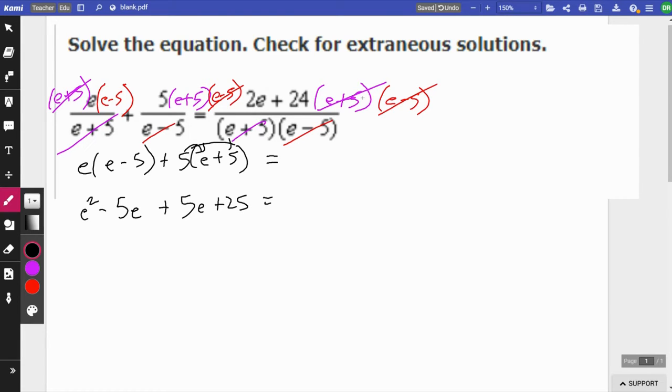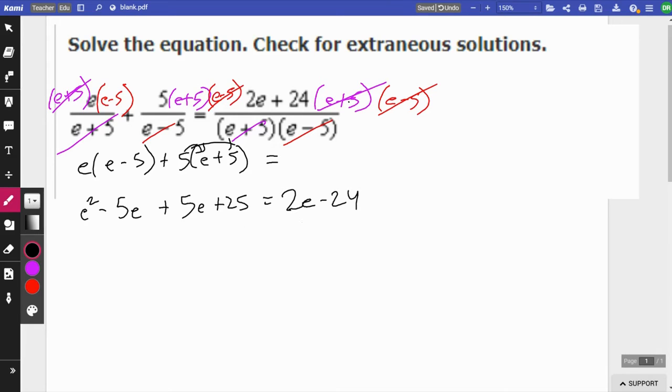On the other side, all of the stuff canceled. We did multiply this top by an e plus 5 and an e minus 5, but they both canceled out with the things on the bottom because they were the same item. So now we have 2e minus 24 left over there. All of the denominators are gone. That's kind of the whole goal of solving rational equations. Get rid of the denominator so we can just use algebra.